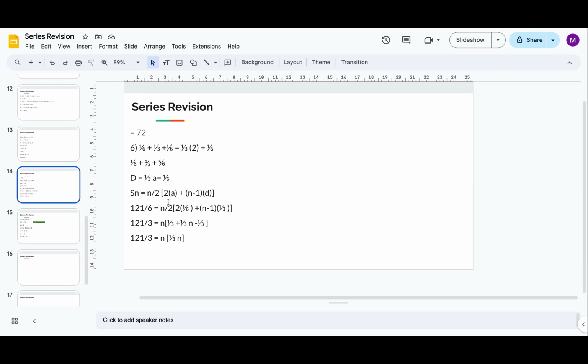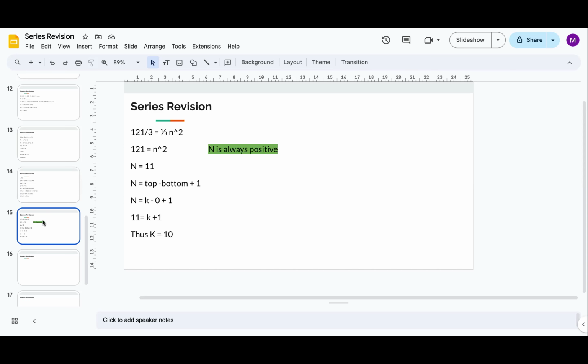We wanted to work out n, the number of terms, so we subbed in everything else that we had. They gave us our Sn, which we worked out as 121 over 6, which is equal to n over 2, 2 times our a value, which is 1 over 6, plus n minus 1 times our d value, our constant difference of 1 over 3. We simplified it to get that our n value is equal to 11. However, realize that n is not what we're looking for. N is not what the question is asking. The question is asking for my k value.